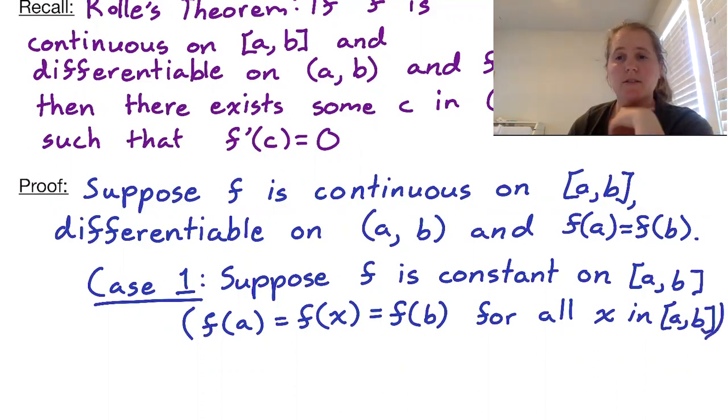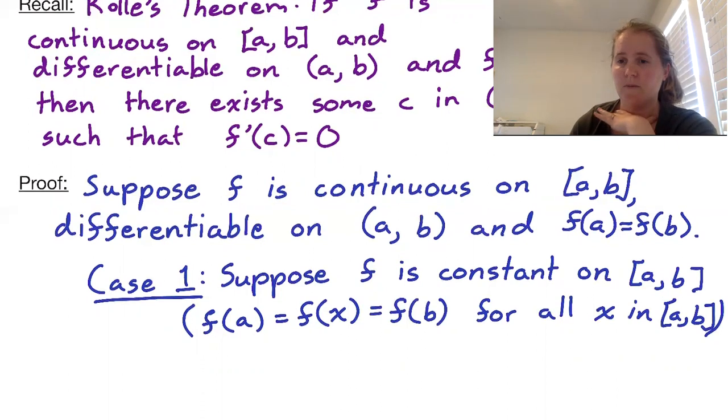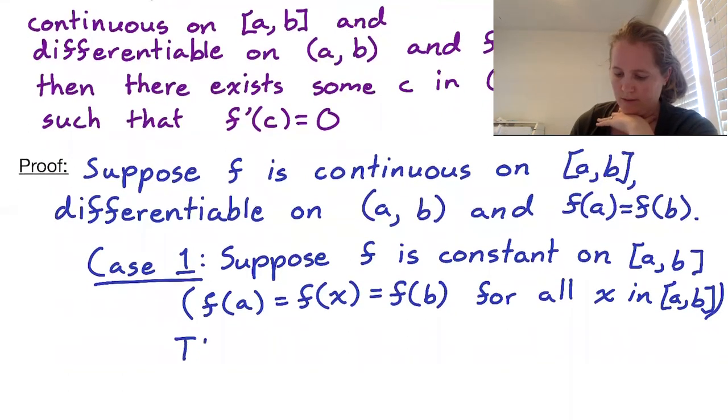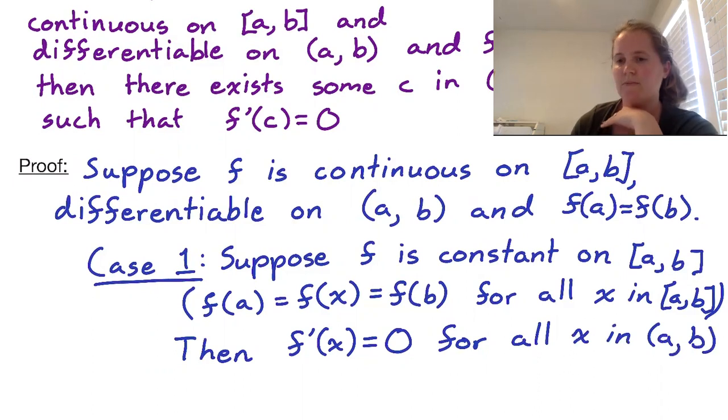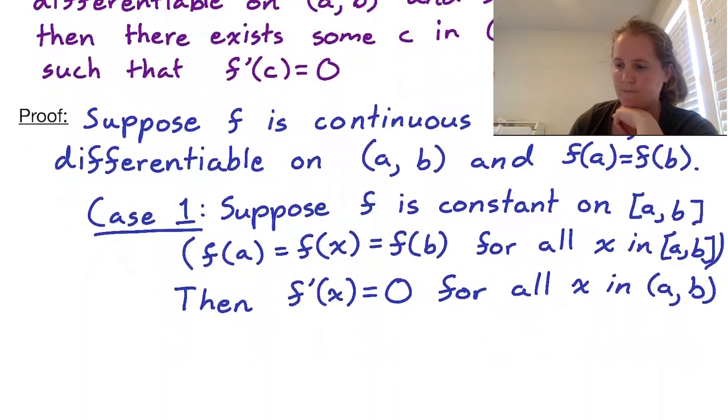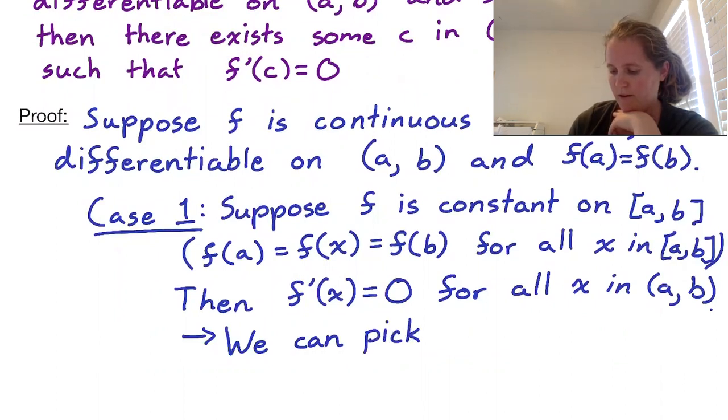Well, by default, constant functions have derivative 0, right? So then f prime of x equals 0 for all x in the open interval AB. And so we could pick any value of C, right? So we can pick any C in the open interval AB.